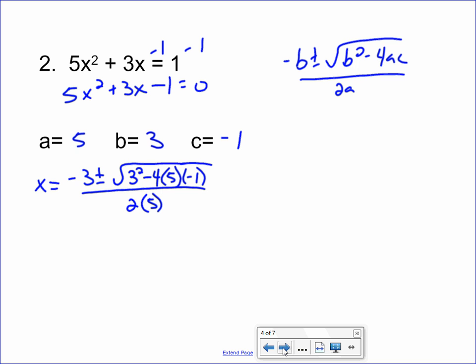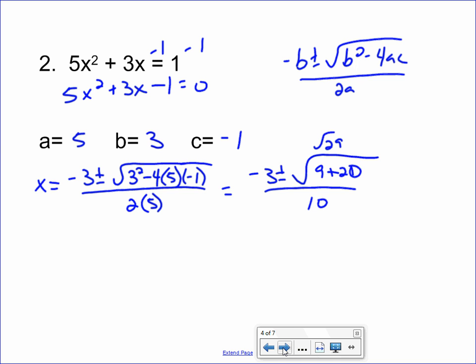So we have to determine what the discriminant value is. So I would have negative 3 plus or minus the square root of 9 plus 4 times 5 times negative 1, so I get a 21. No, sorry, a 20, excuse me, all over 10. So that would be the square root of 29. And yeah, 29 doesn't have a perfect square, but I can get the decimal approximation.